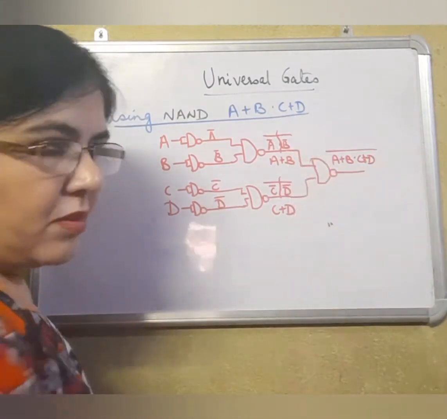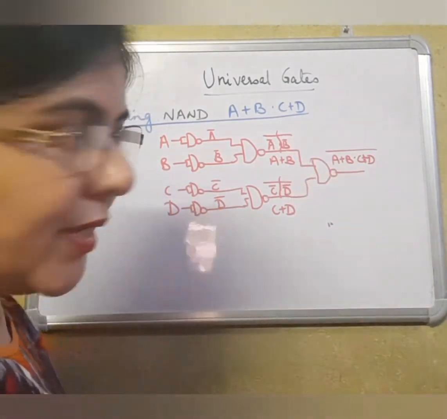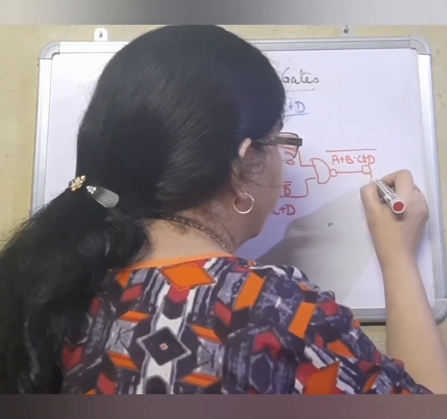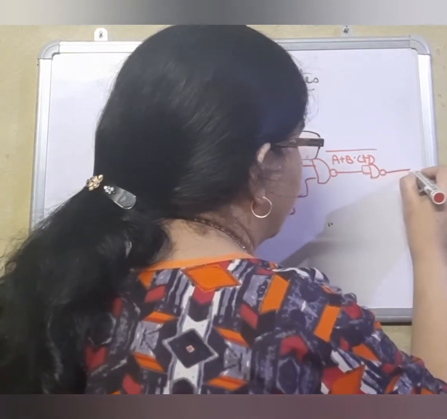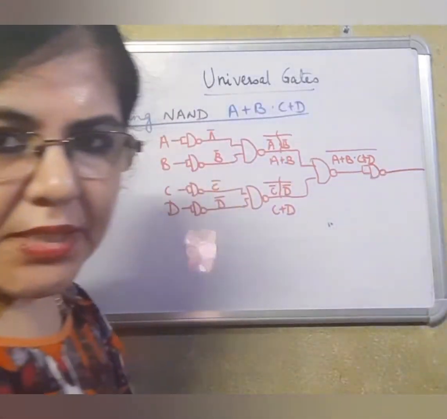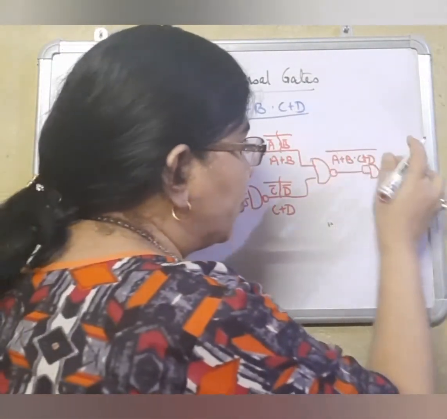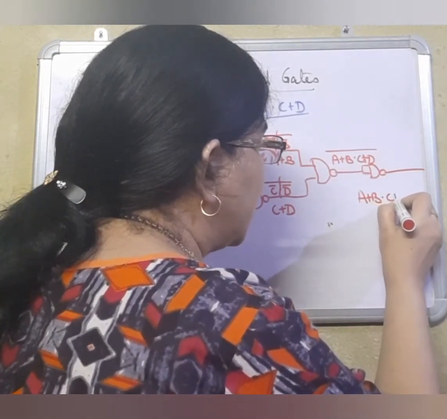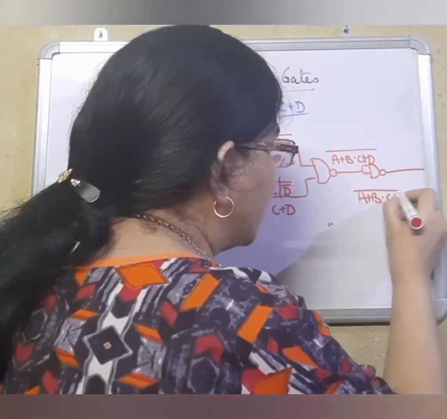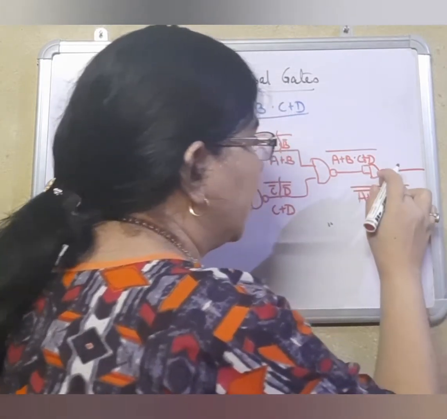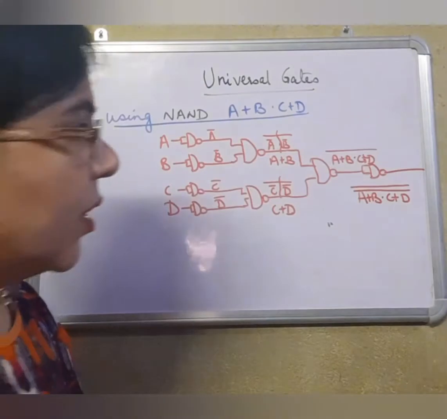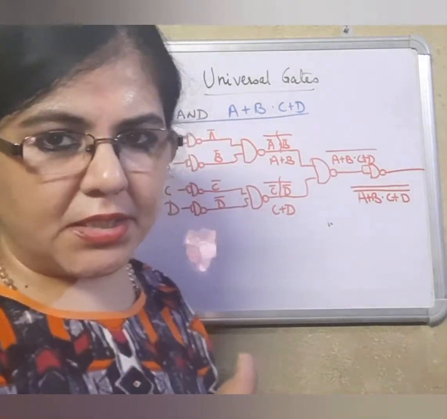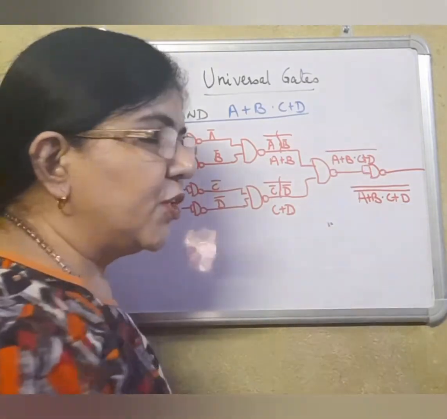To remove this bar, we'll have to use an extra NAND gate. Again, I'm passing this entire output through an extra NAND gate. So this means A plus B dot C plus D whole bar was passed and we got another whole bar because of the circle. The two bars again by involution law will get cancelled and our output will be A plus B dot C plus D.